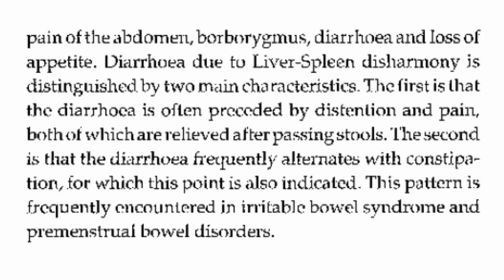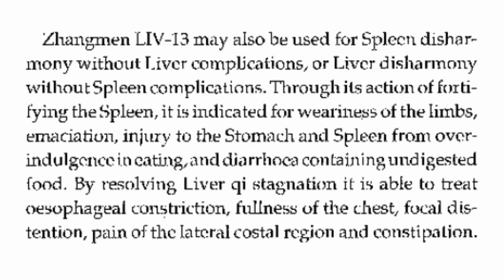Diarrhea due to liver-spleen disharmony is distinguished by two main characteristics. The first is that the diarrhea is often preceded by distension and pain, both of which are relieved after passing stools. The second is that the diarrhea frequently alternates with constipation, for which this point is also indicated. This pattern is frequently encountered in irritable bowel syndrome and premenstrual bowel disorders.